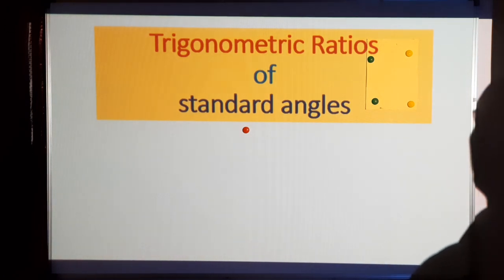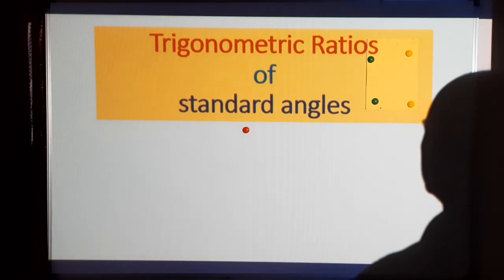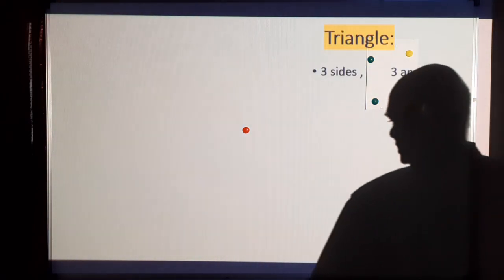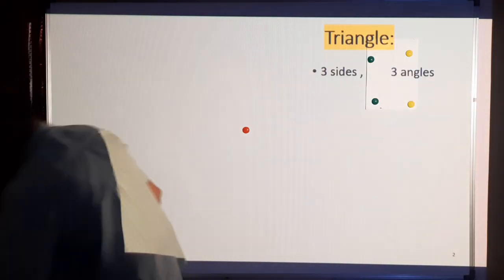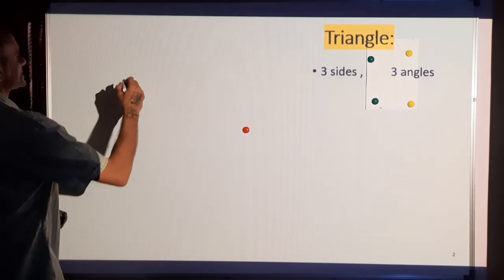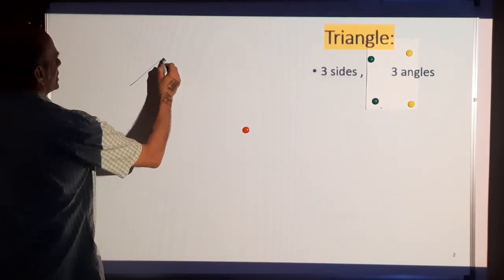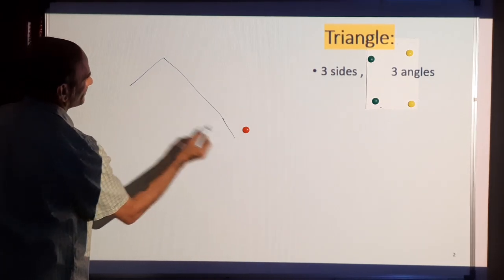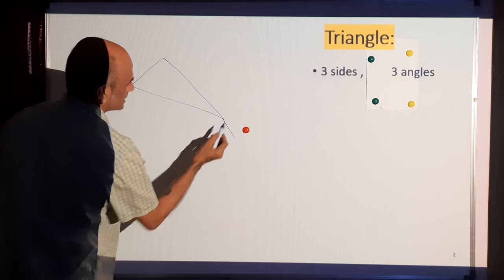In this video, I will discuss trigonometric ratios of some standard angles. A triangle is a closed figure formed by three sides. So side 1, second side, and third side like this.